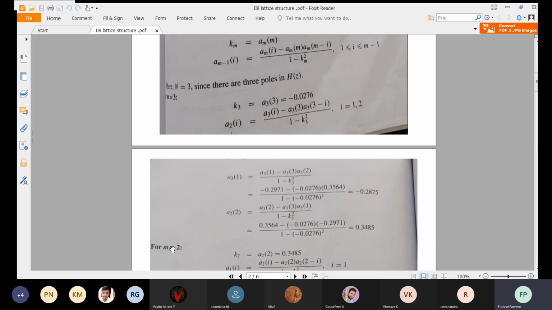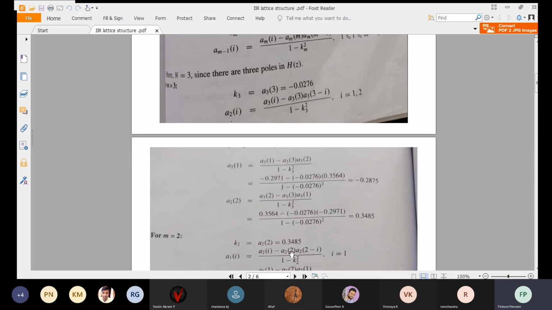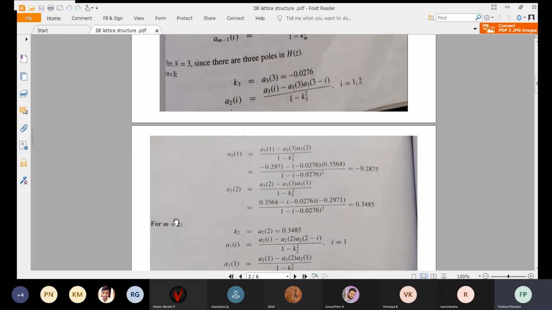Next, for m is equal to 2, K2 is equal to A2(2) that we have got here, that is equal to 0.3485. So when m is equal to 2, for i equal to 1 you have to calculate, because i will vary from 1 till m minus 1. m minus 1 means 2 minus 1, it is 1. So only for i equal to 1 you will be finding it out.